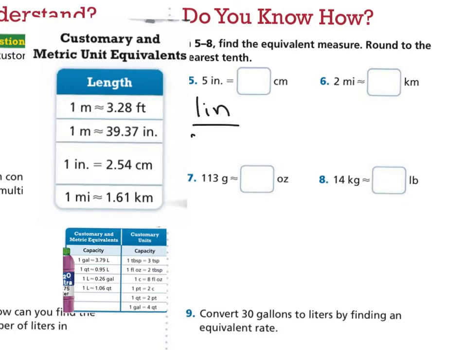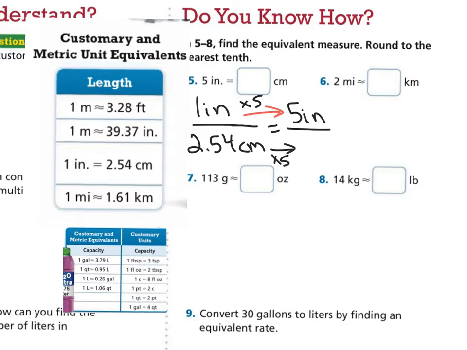1 inch is 2.54 centimeters. And then we'll fill in what we know. So we know 5 inches, and we're trying to figure out how many centimeters that is. To get from 1 inch to 5 inches, we would need to multiply by 5. So then we would need to take 2.54 times 5, which is 12.7. It said round to the nearest tenth. That is already the nearest tenth, so our answer would be 12.7 centimeters for that one.